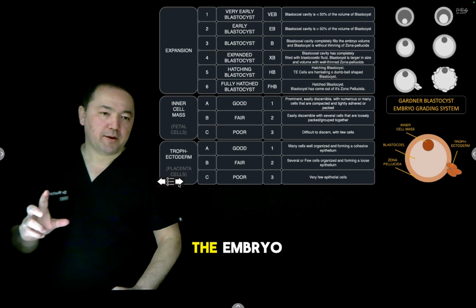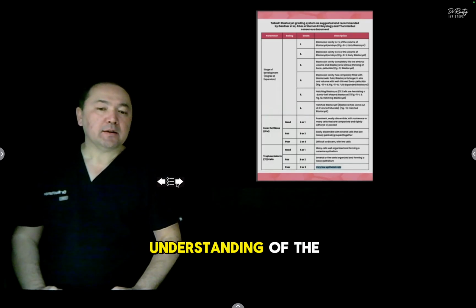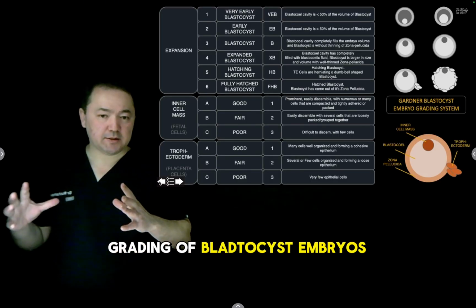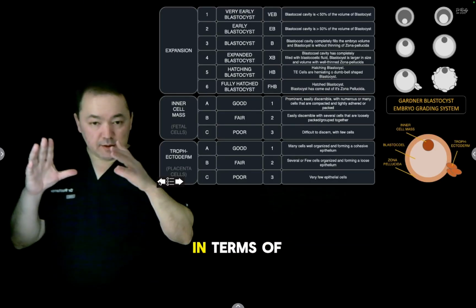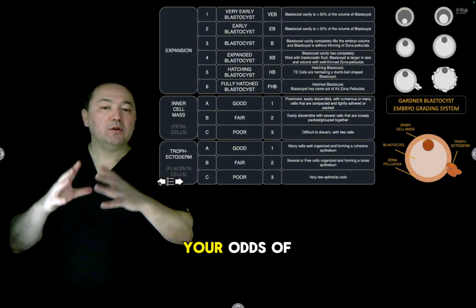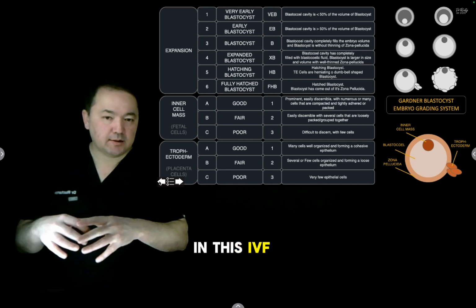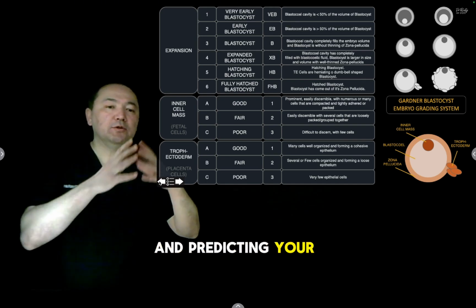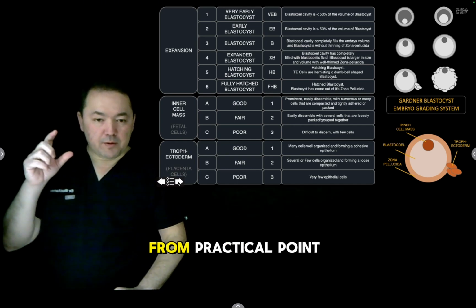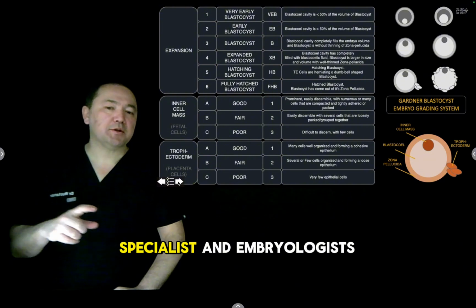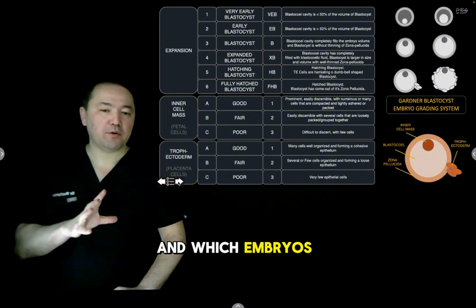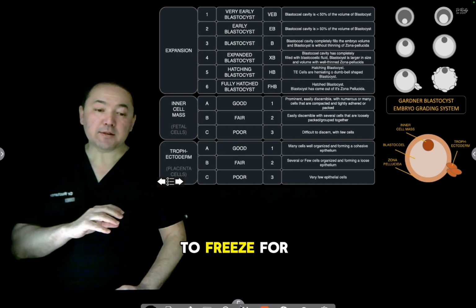Again, you can take a screenshot of the slide so that you can actually read how embryologists grade each feature of the embryo. Understanding of the grading of blastocyst embryo is very critical in terms of analyzing your IVF cycle, and also understanding your odds of success in this IVF cycle and predicting your odds of success in future IVF cycles. From a practical point of view, for your fertility specialists and embryologists, it's very important to know which embryo to transfer in the cycle and which embryos to freeze for future cycles.